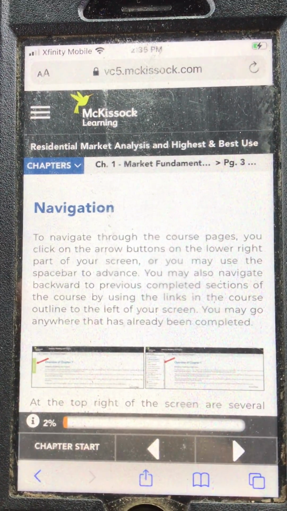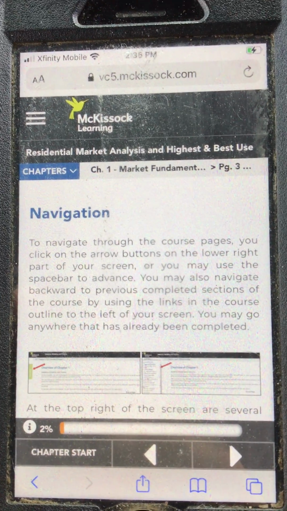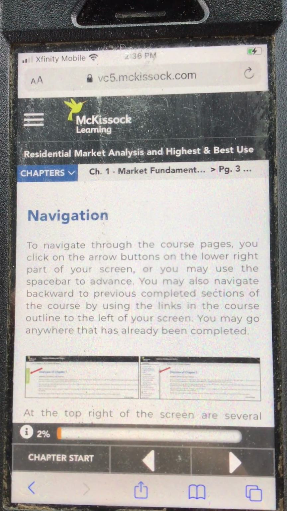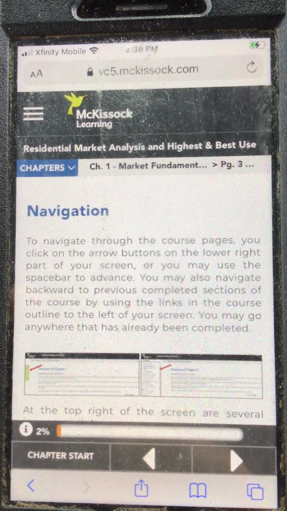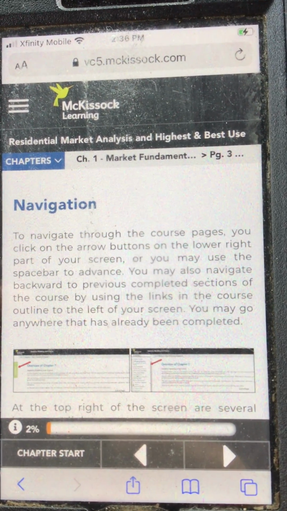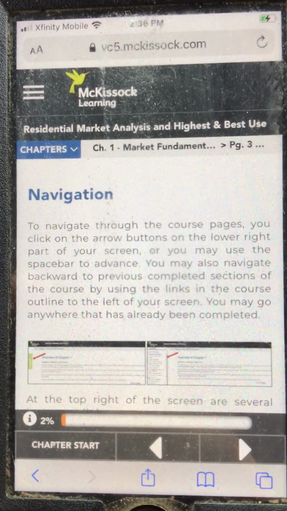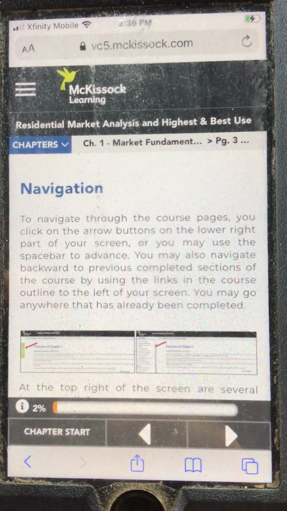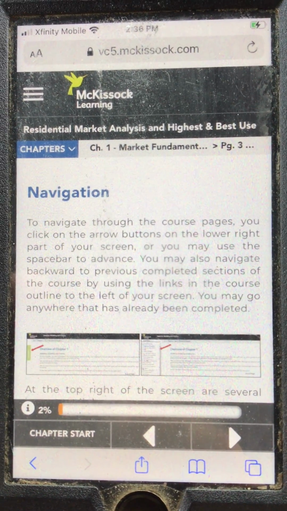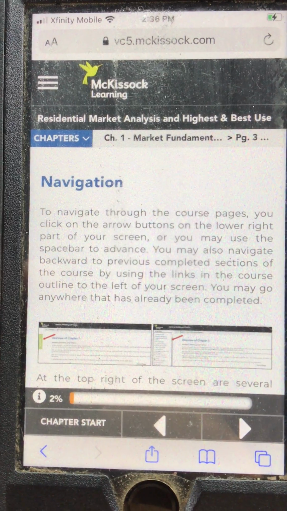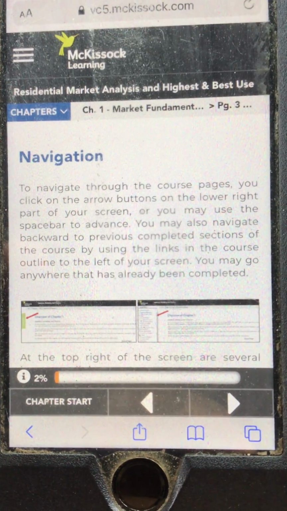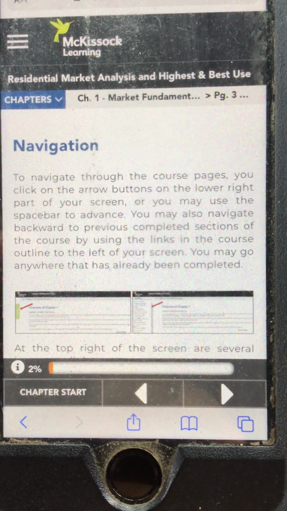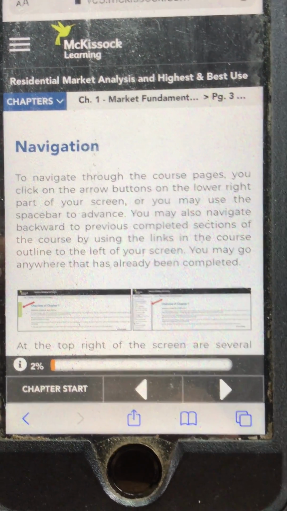Navigation. To navigate through the course pages, you click on the arrow buttons on the lower right part of your screen. Or you may use the spacebar to advance. You may also navigate backward to previous completed sections of the course by using the links in the course outline to the left of your screen. You may go anywhere that has already been completed.